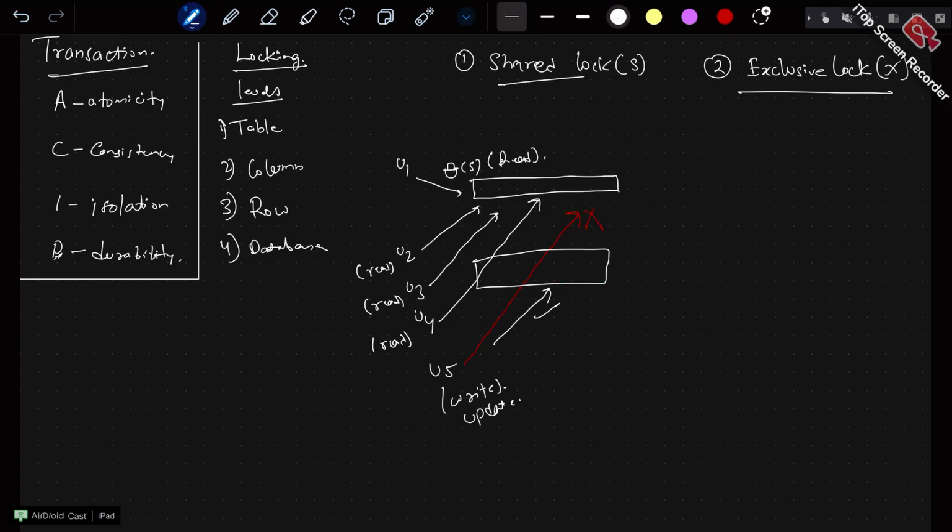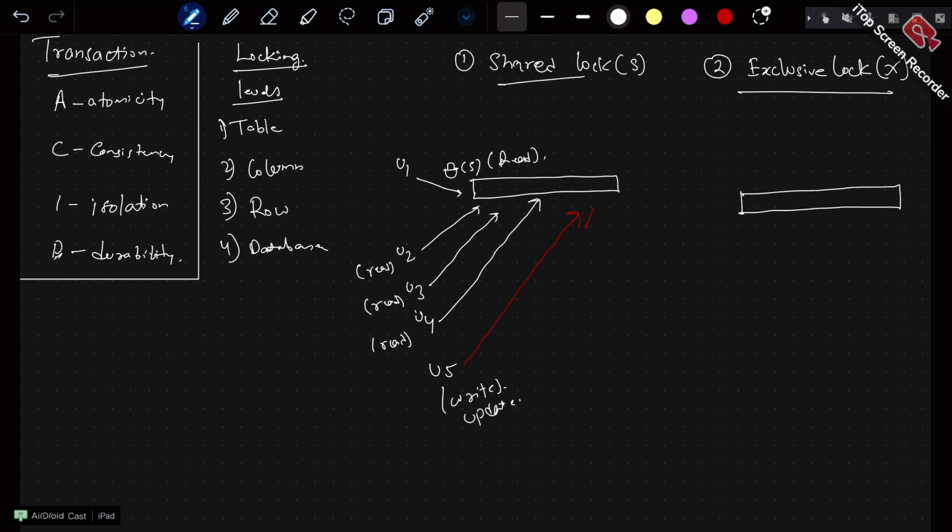Just remember that this person cannot update anything. Whatever user 5 has just come for, they cannot update anything related to whatever lock read is happening. So this was about the shared lock. That means many persons are sharing it for reading purposes, but nobody is allowed to modify the data. And now in case of an exclusive lock, what happens is, for example, there is a row.